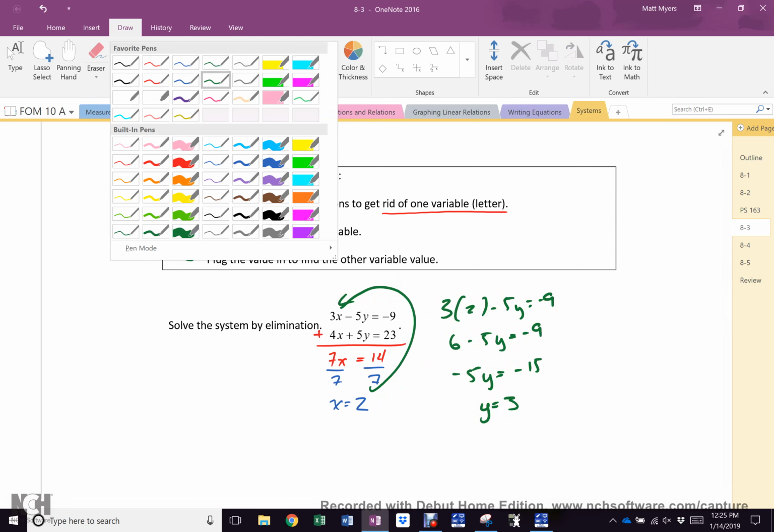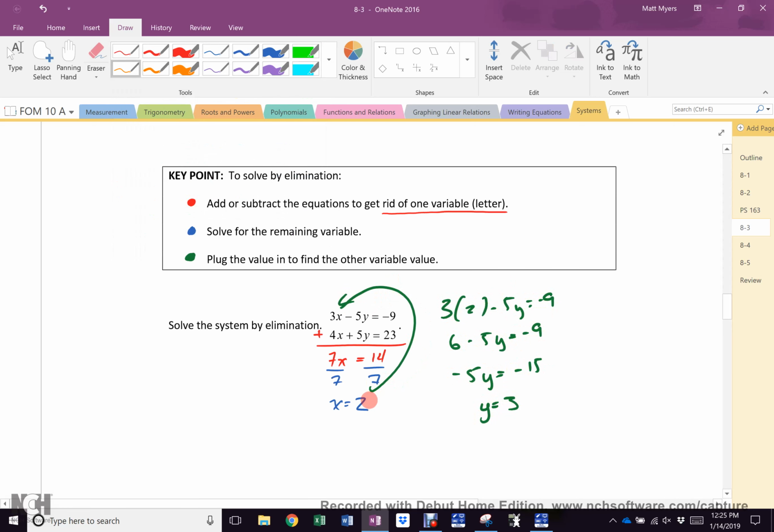What if, like a crazy person, I decide to put it in that equation? What would I get? Well, I'd have 4 times 2 plus 5y equals 23. 8 plus 5y equals 23. 5y equals 15. And y equals 3. Would it have mattered where I put it? No, of course not.